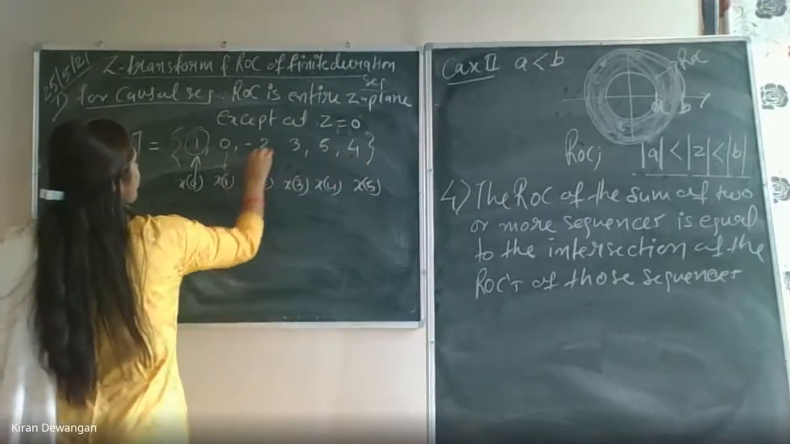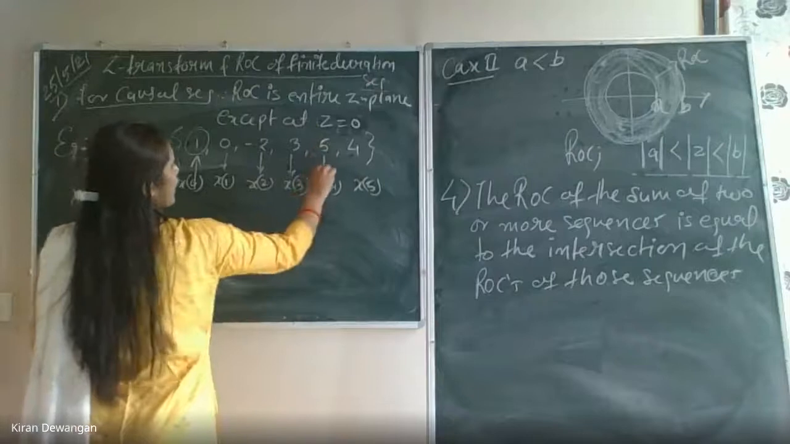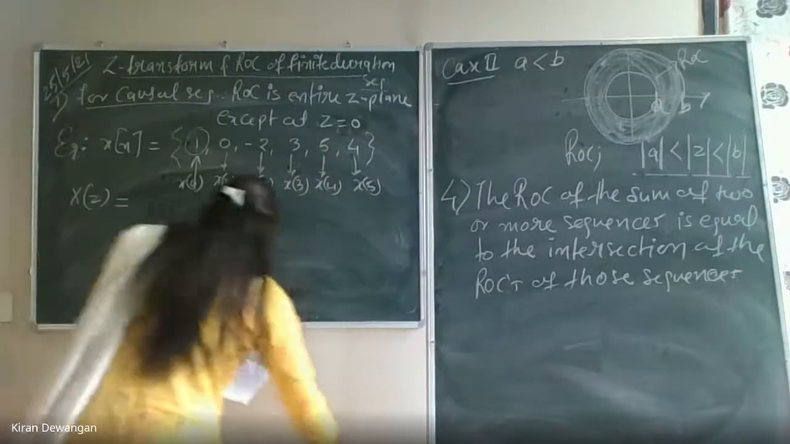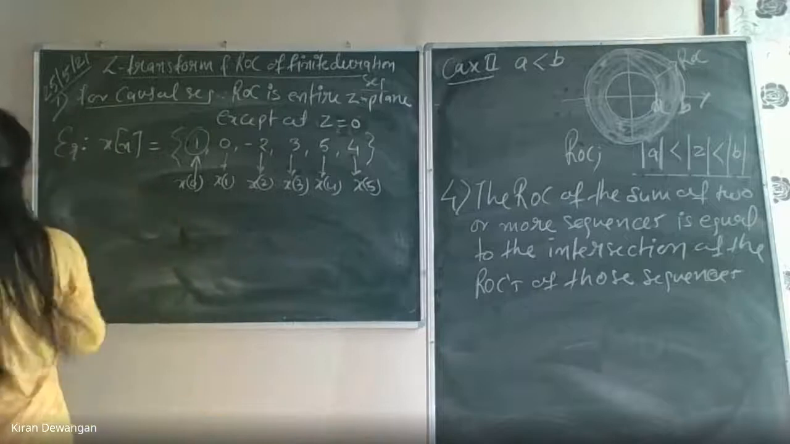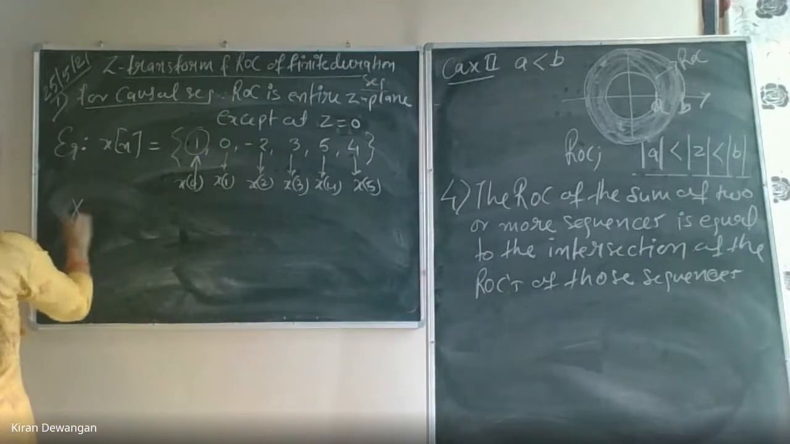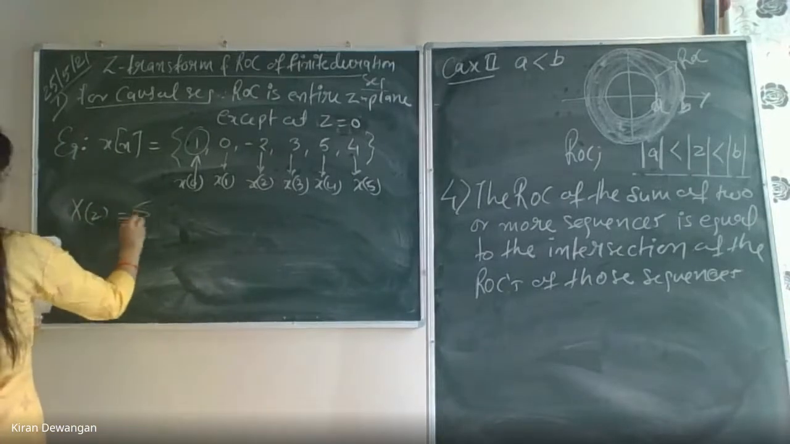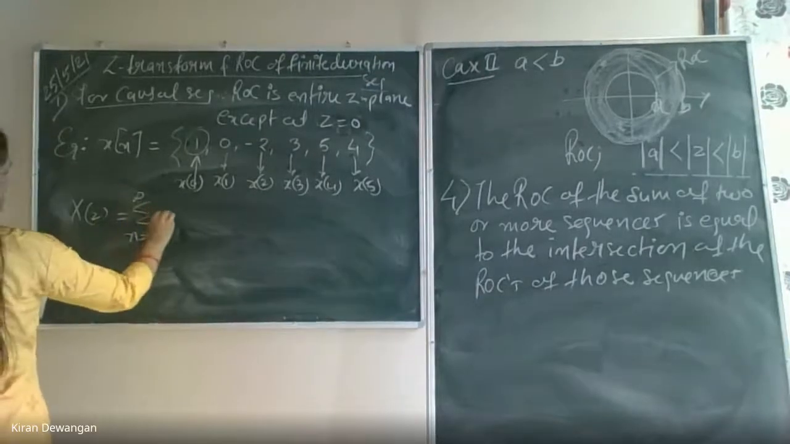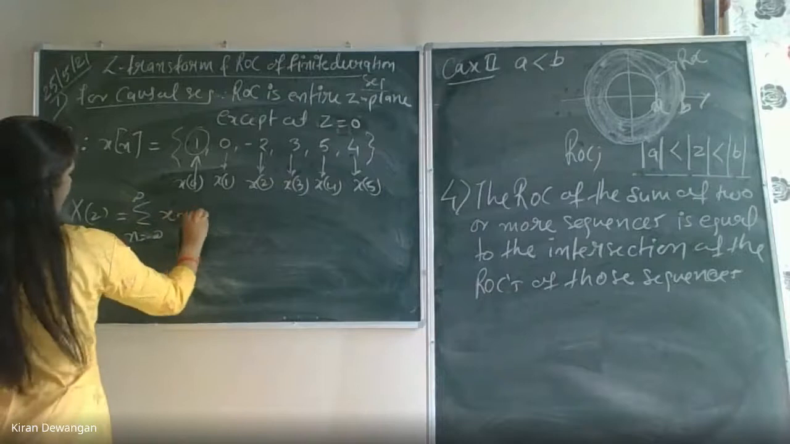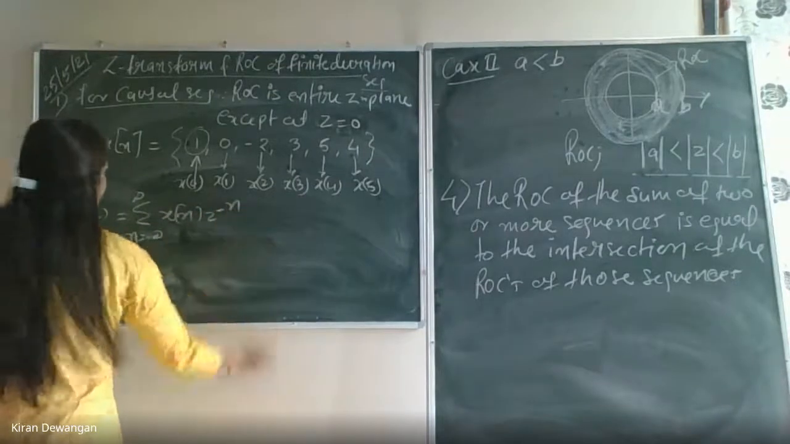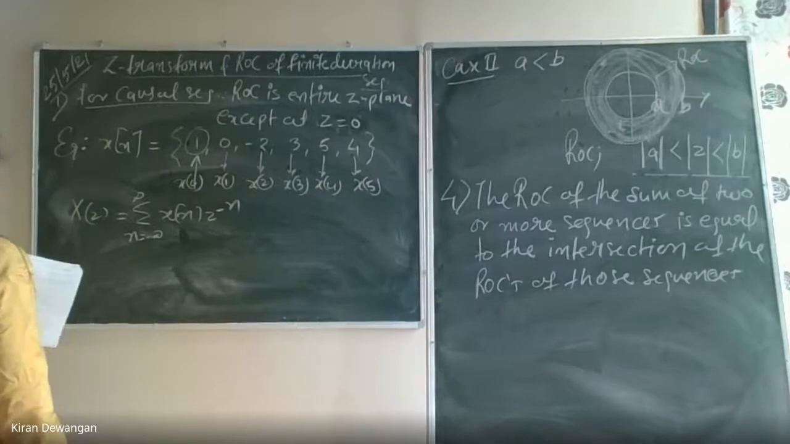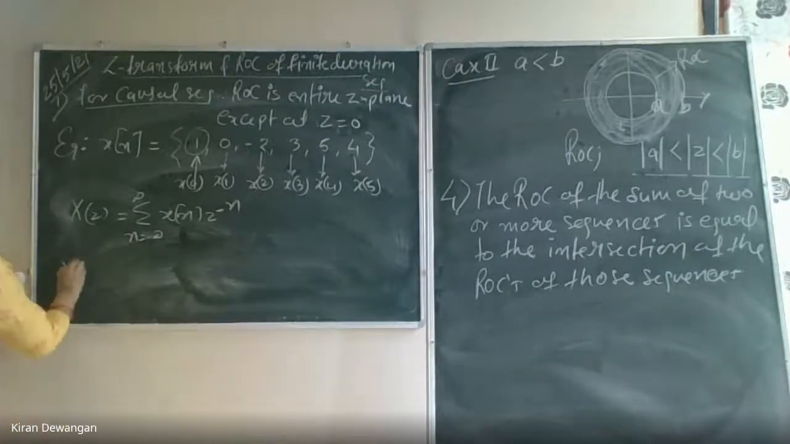तो सबका ये वैल्यू आपको पता है. हम डायरेक्टली we can write the values and we can write the x of z. ठीक है? Now since we know the formula of x of z, what is the formula? We'll have to take the summation n minus infinity to infinity x of n z to the power minus n. Now we can keep the values of n and we can directly write the x of z.